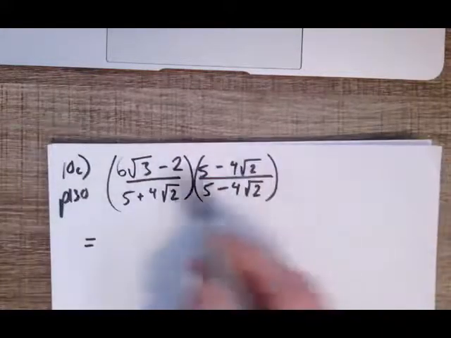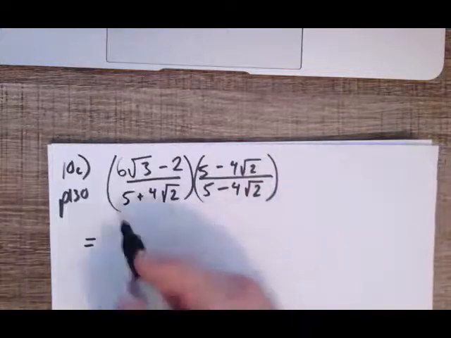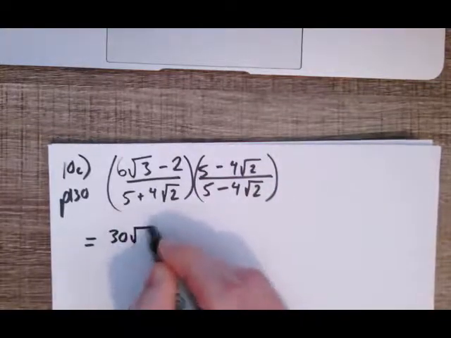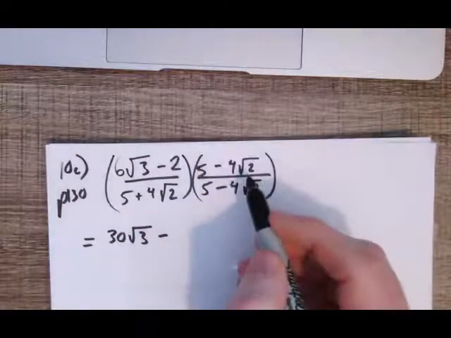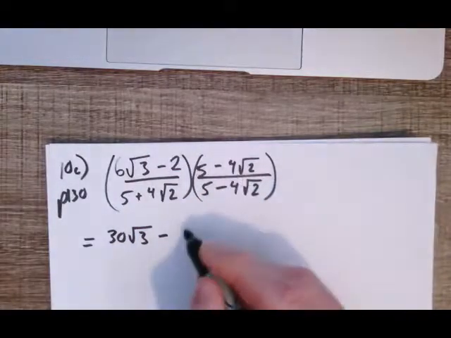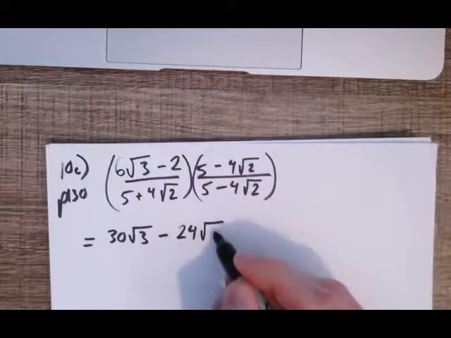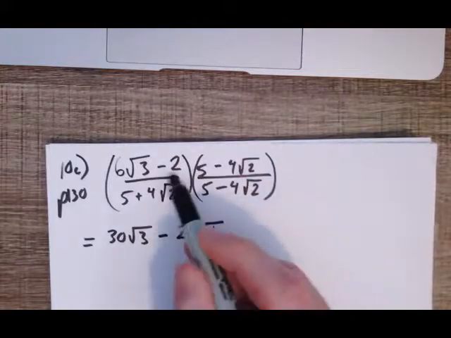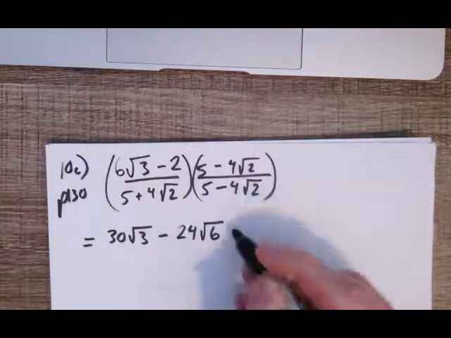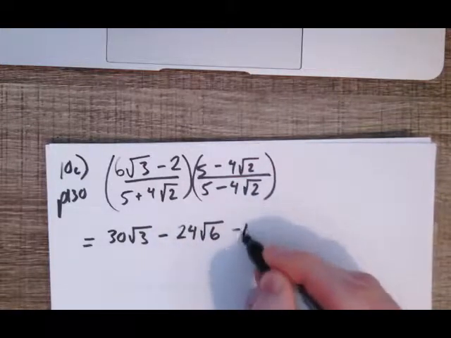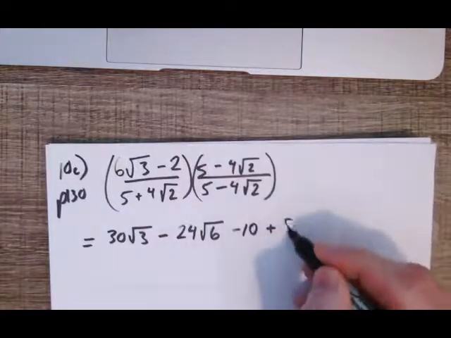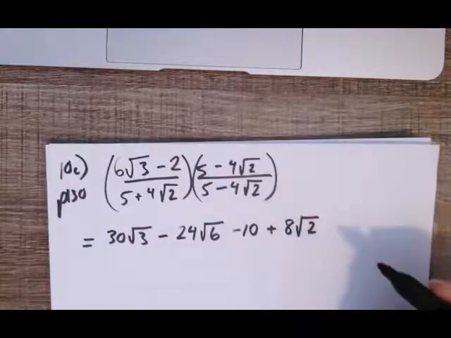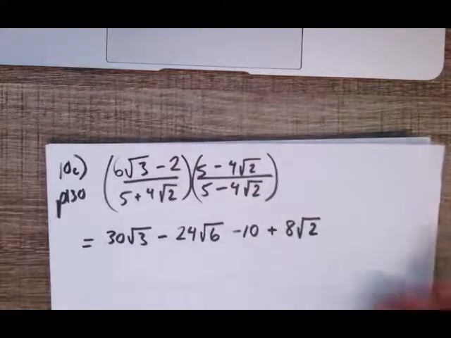The top is not a difference of squares. 6 root 3 times 5 is going to be 30 root 3. And then 6 root 3 times negative 4 root 2. 6 times 4 is 24. 2 times 3 is root 6. Inside, negative 2 times 5 is negative 10. And then negative times negative is positive. 2 times 4 is 8 root 2. This is not being simplified.